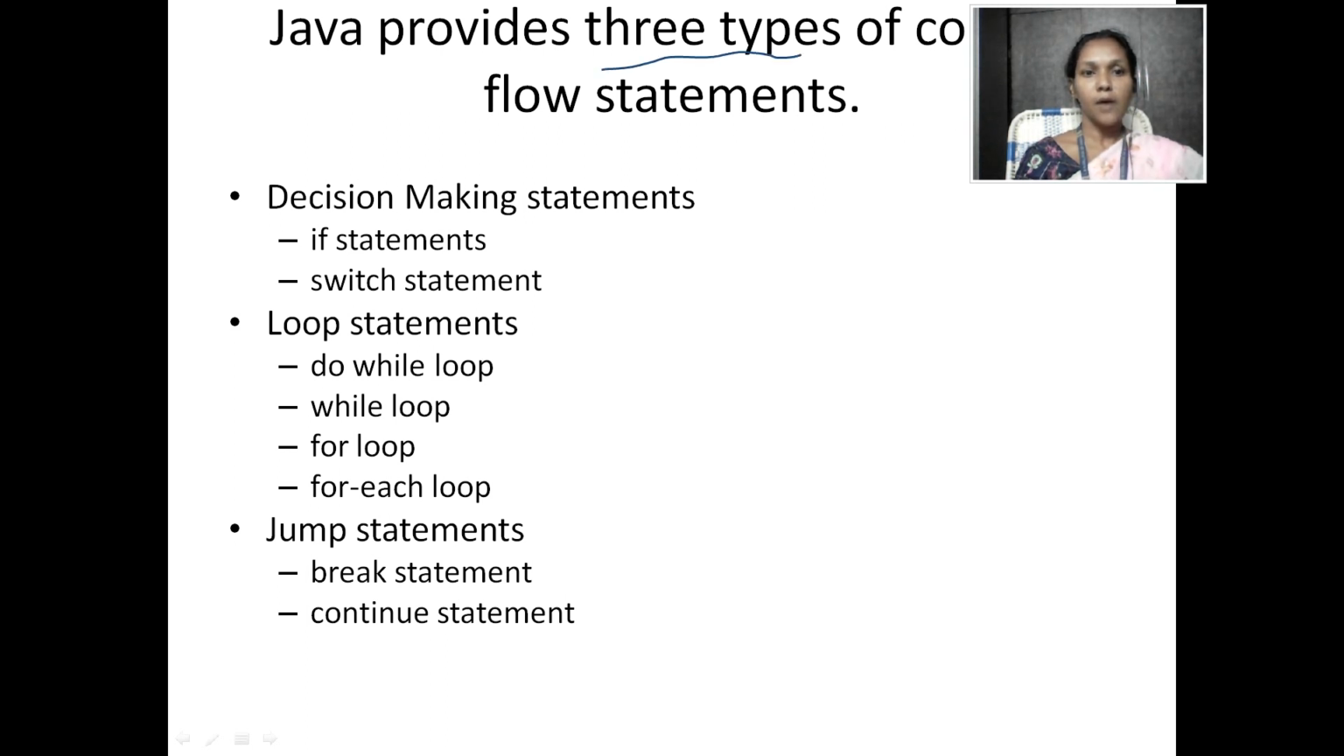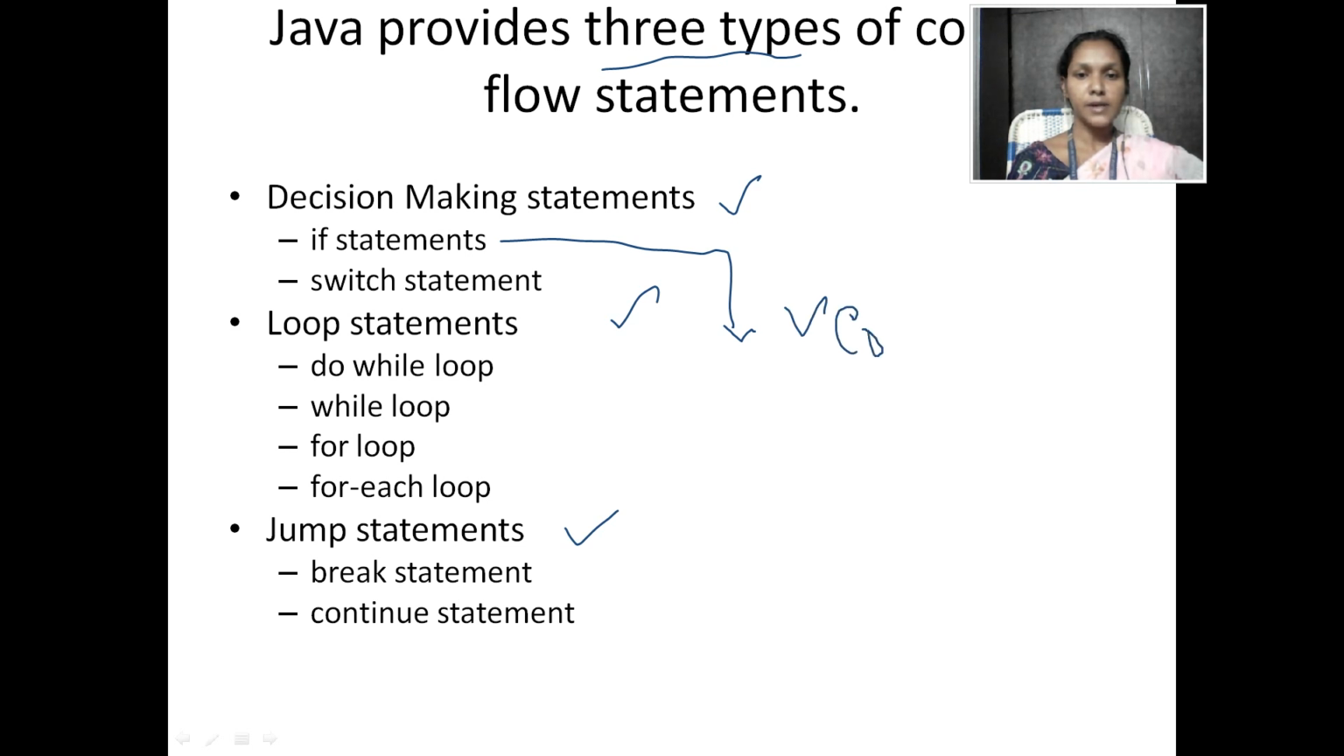Those are the decision making statements, loop statements, and jump statements. What are the decision making statements? In decision making, if statements come under the decision making statements, as well as switch statements. In the if statement, different versions and variations will be there. That is simple if else, nested if, and else if ladder. Those will be discussed. And switch case.